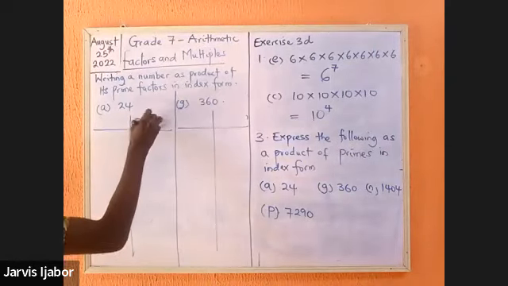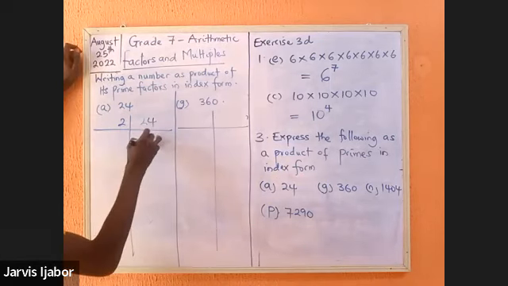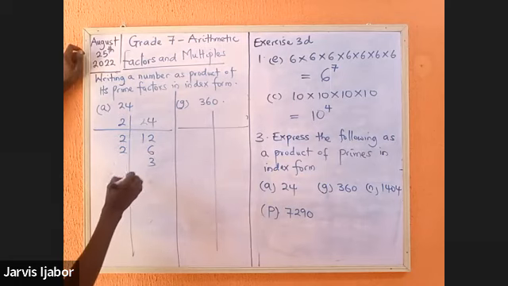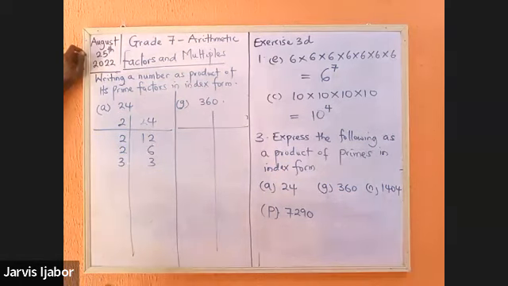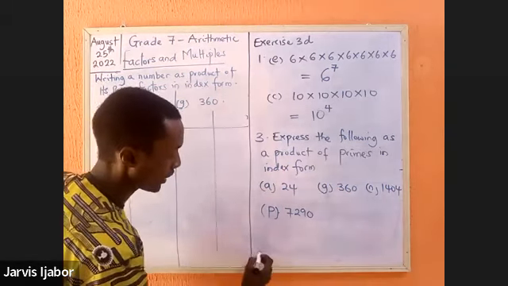Now, 24 is an even number, so I have to divide with 2. Still an even number. Still an even number. Odd number, the next prime number I have is what? 3. So maybe I should remind you of the prime numbers again. So I'll just write them down here so that we don't forget.